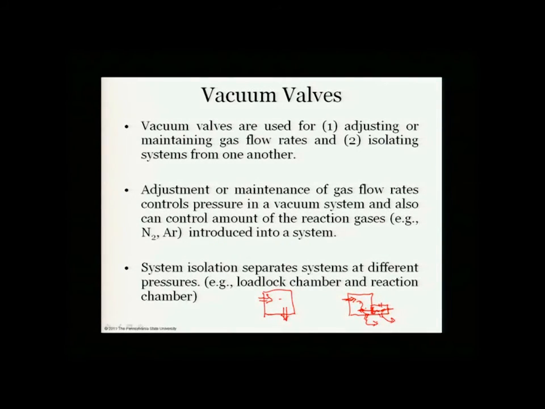Then we can shut off the processing gases, power sources, open this valve, move this in here, close this, keep this a pristine vacuum, backfill with, say, nitrogen. So we have a valve here, very pure nitrogen. So our sample's here. Then open up the valve here, the door here, and take it out into the atmosphere. So lots of needs for valves. And vacuum valves are used, as we can see, for adjusting or maintaining gas flow and for isolating systems one for another. Here's isolating and here's adjusting or maintaining flows. So lots of uses of vacuum valves, very, very important.